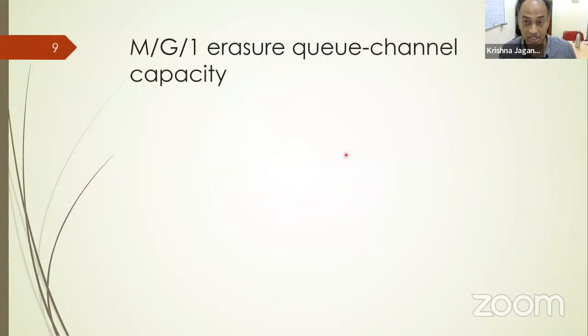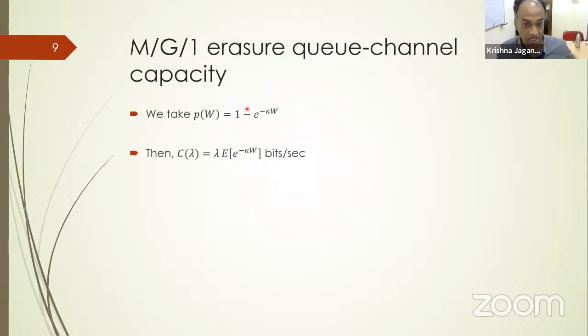So if you look at an M/G/1 erasure queue channel, we take, let's say, exponential decoherence times. We have C of lambda is lambda times expectation of 1 minus P of W, where P of W is that. So you have lambda times expectation of e to the power minus kappa W. What is this expectation? It's the Laplace transform of the waiting time in the M/G/1 queue, evaluated at the decoherence constant kappa, which is the inverse time constant of decoherence.